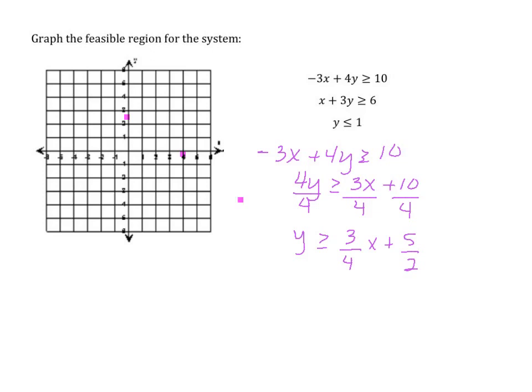Okay. We have a solid line. And it looks like we want to shade above this line since it's greater than. So we will shade above the line.